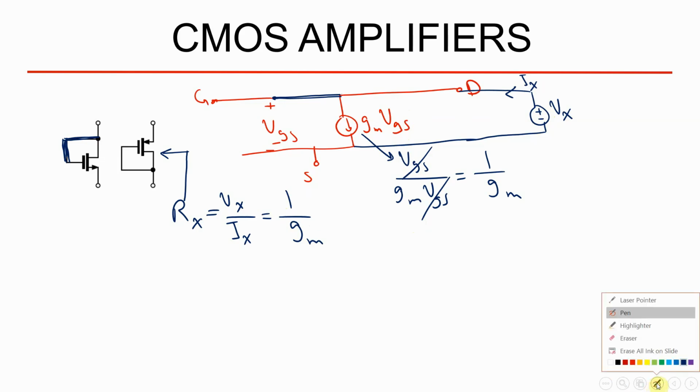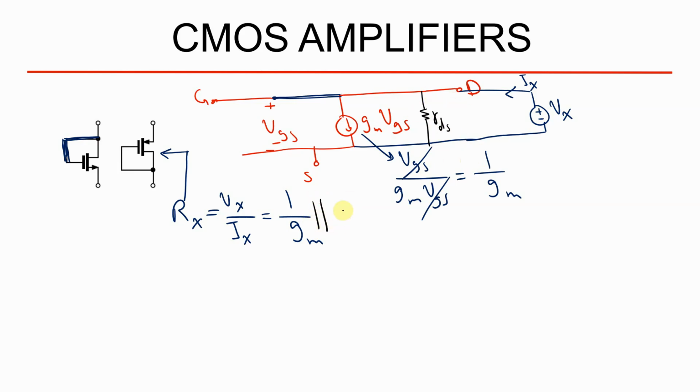And if we are to consider the channel length modulation, as you all know, we have an RO or RDS, the resistance between drain and source, and this resistance is simply in parallel with this 1 divided by GM. But in most cases, this resistance is much higher than 1 divided by GM, so most of the time this Rx is approximately equal to 1 divided by GM.